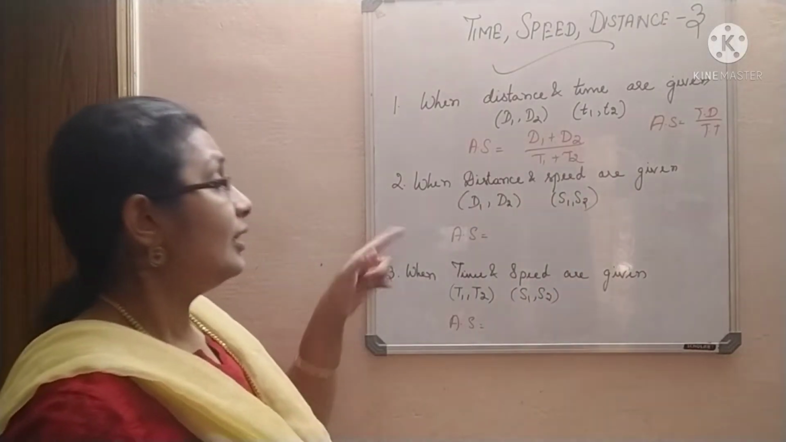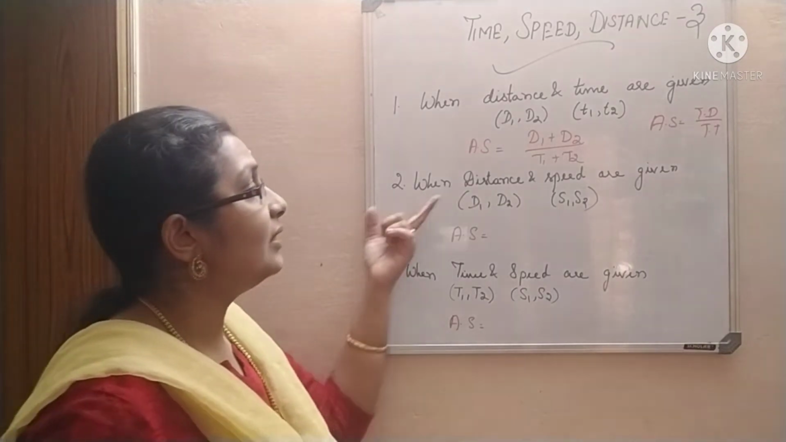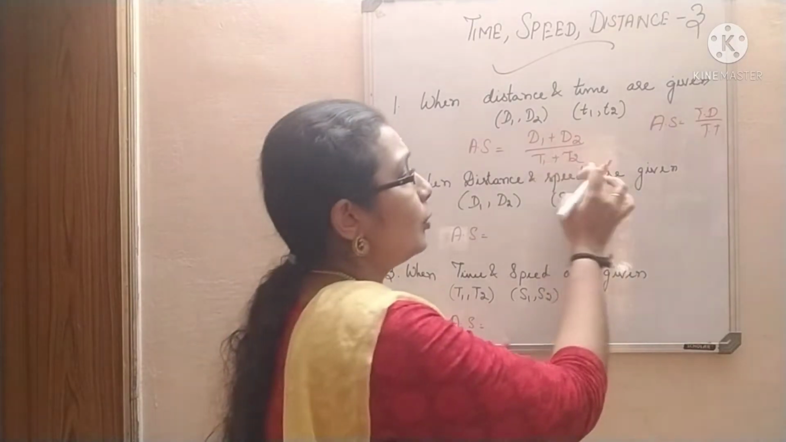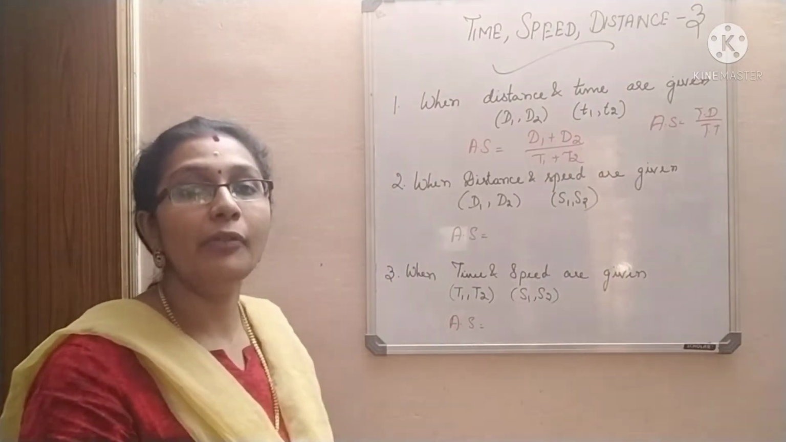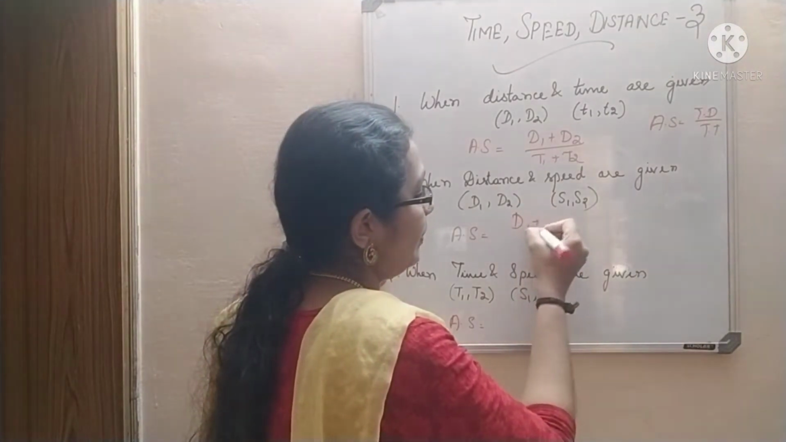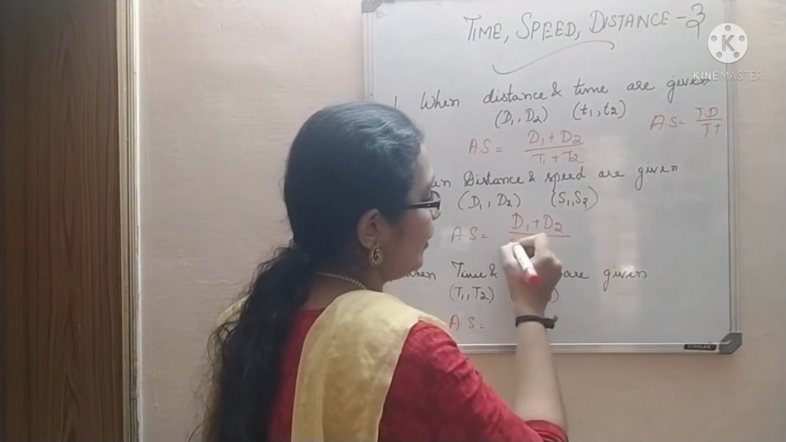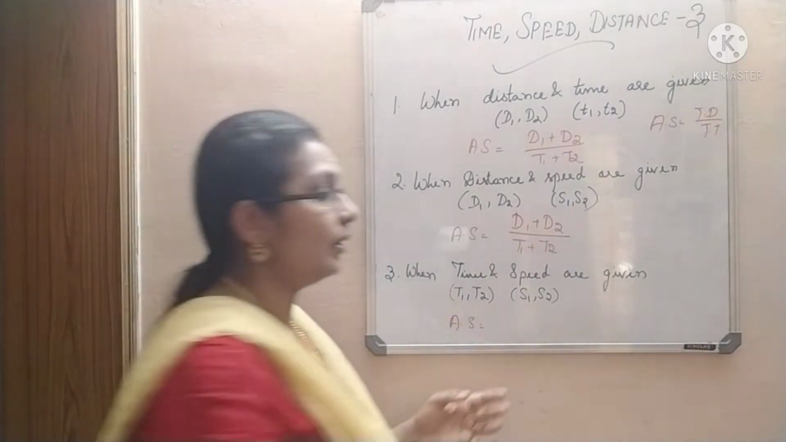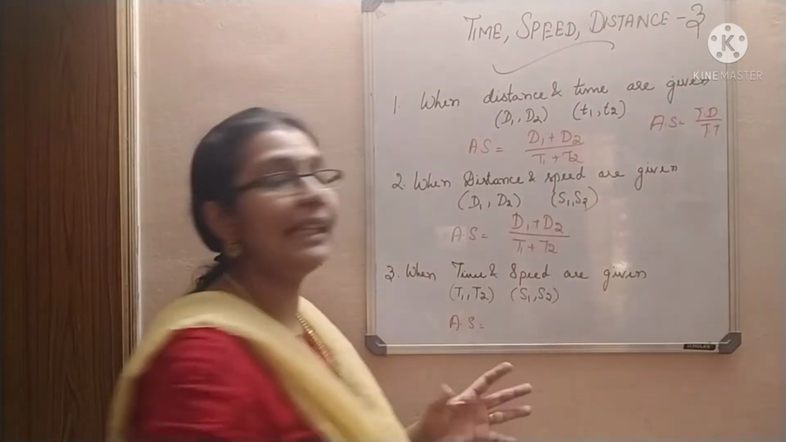There is also a possibility that when distance and speed are given, that is, when time is not given. When you don't have the time given, how will you find the average speed? So distance is given, right? So d1 plus d2 divided by t1 plus t2. But we don't know t1 and t2, right? Instead they have given us the hint about speed.